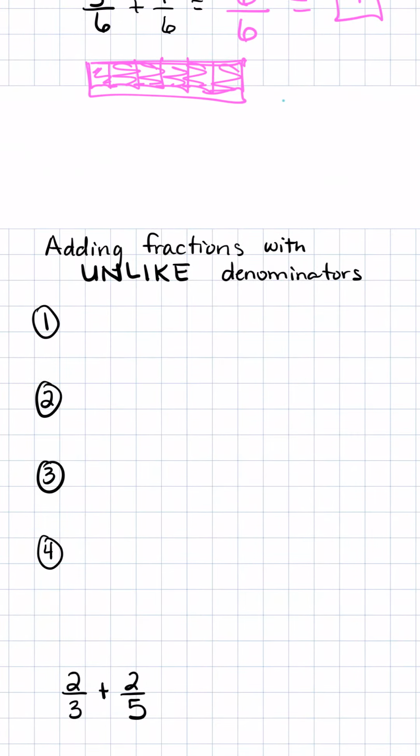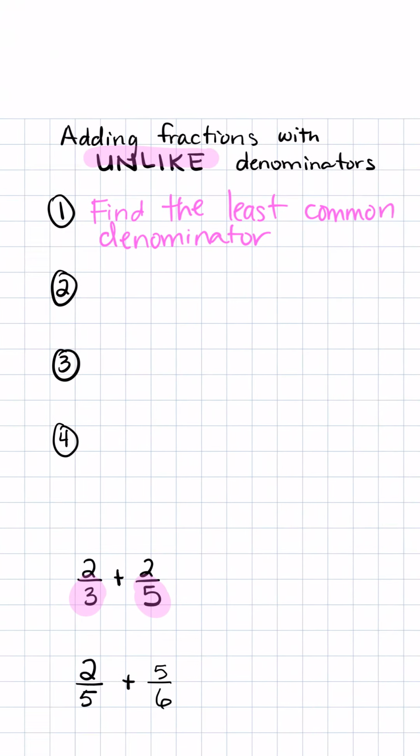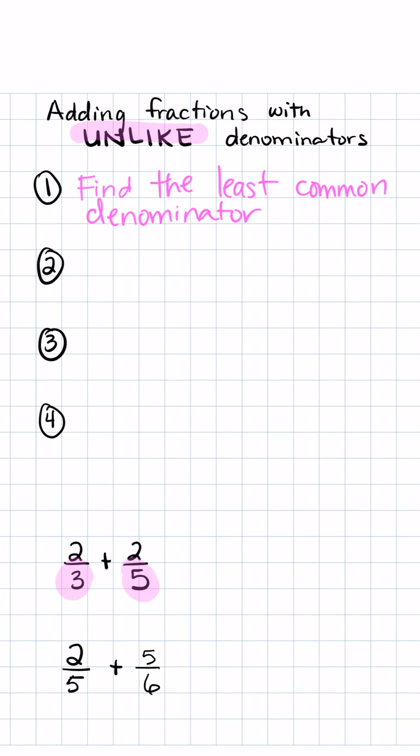Okay, now we're going to look at adding fractions with unlike denominators. So the first step is we are going to find the least common denominator. So that means the lowest number that both of the bottom numbers go into. So 3 and 5. What's the lowest number that both of those go into?